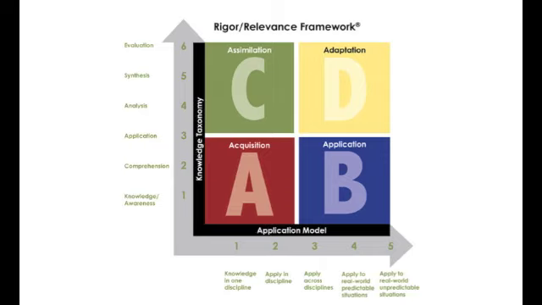Next, look at the horizontal axis, the relevance axis. It's the application continuum, going from acquiring knowledge at the far left to applying that knowledge in new, meaningful ways as you move to the far right on the axis. Think about it as how learning is meaningfully connected to life and work.